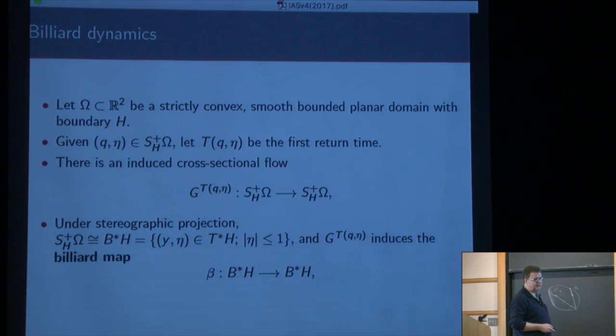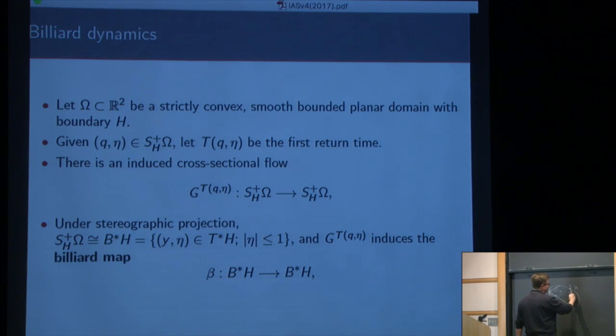So what do we do? The next intersection? Yeah, next intersection, then you reflect by equal angles. So it's Snell's law, right? And then you keep doing this. So Q is the point on the boundary, and eta is this unit length vector, right? You map to the next, and you keep going.